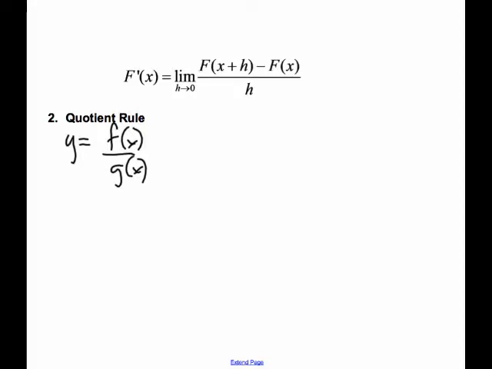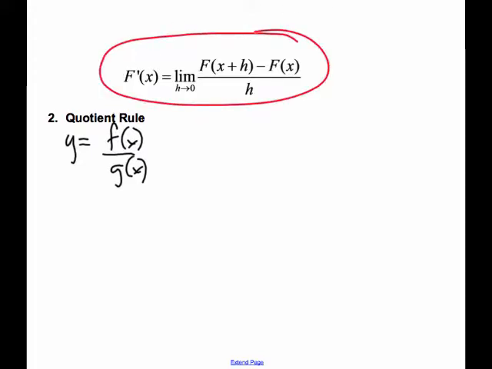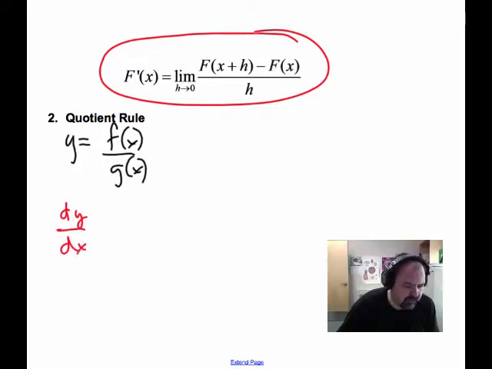Alright, now similarly the derivative for a quotient of two functions could be developed using the definition of the derivative, and I'm not going to do that just because it's time consuming, and I just want you to get the idea that all of these rules come from the definition of the derivative, and I've proven quite a few of them already. So I'm just going to tell you what the derivative of a quotient would be. If you're interested in the proof, you can always just look in your textbook.